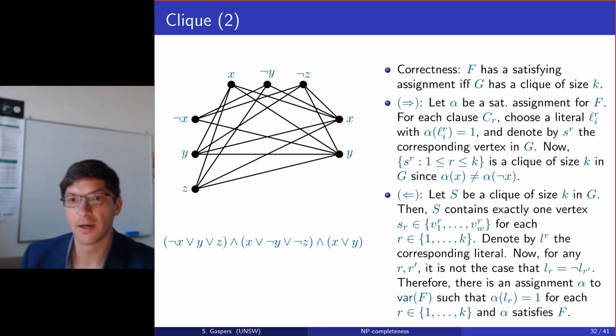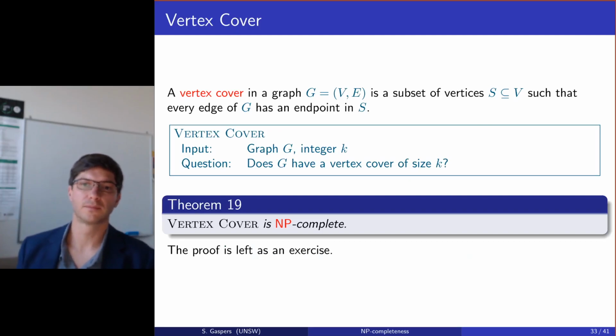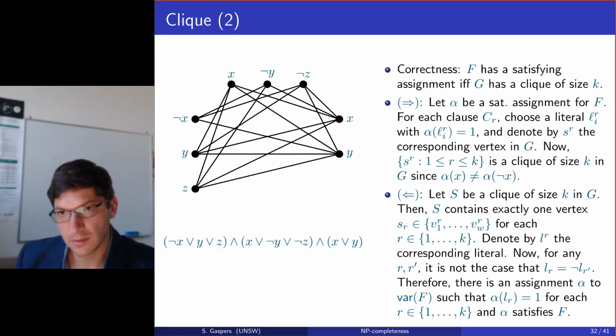And for the other direction, if I have a clique of size k in the graph, then we'll define the partial assignment that results from this selection of vertices, and this selection doesn't create any conflict, so we'll never set x to true and not x to true because we didn't add an edge between those two. And now we just need to extend this assignment to a complete assignment of all the variables that satisfies the formula in an arbitrary way. So this proves that clique is NP-complete.